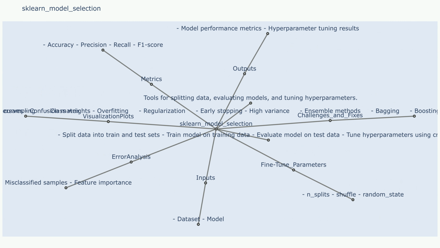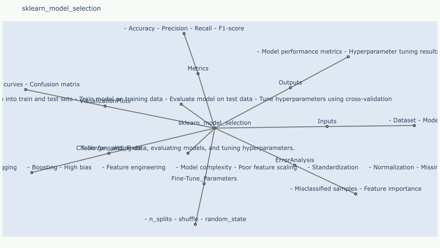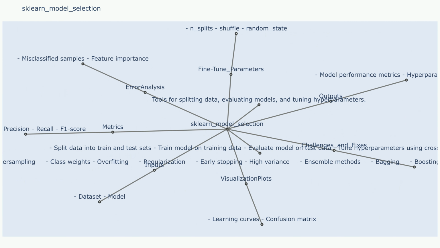Hyperparameter tuning, finding the optimal values for model parameters that are not learned from the data, e.g., regularization strength, number of trees in a random forest. Techniques include grid search, exhaustively trying all combinations of hyperparameters within a specified grid. Random search, randomly sampling hyperparameter values within a specified range. Bayesian optimization, utilizing a probabilistic model to efficiently explore the hyperparameter space.